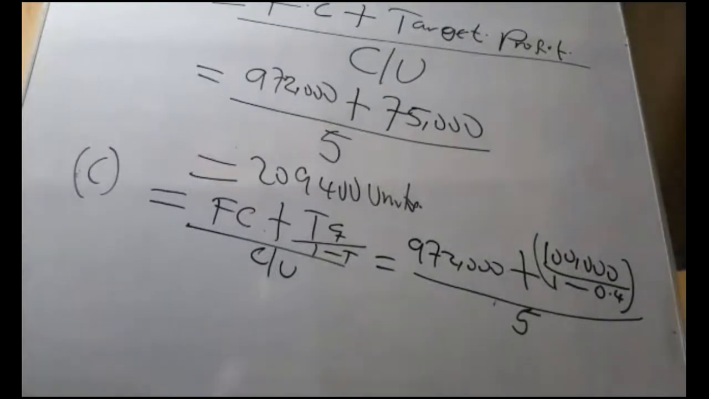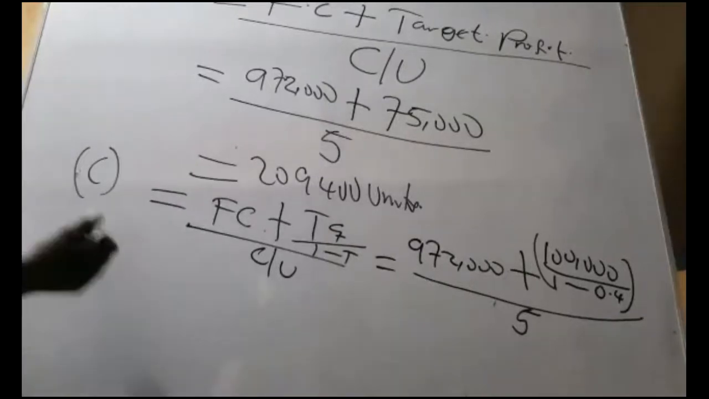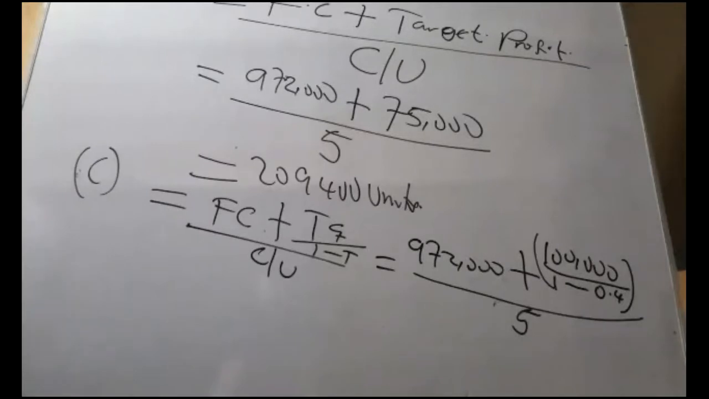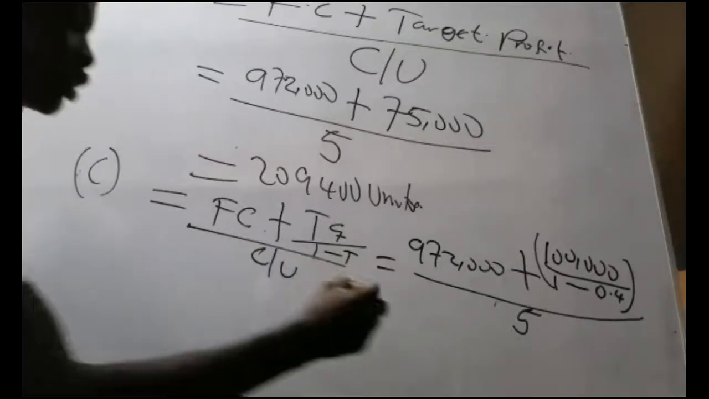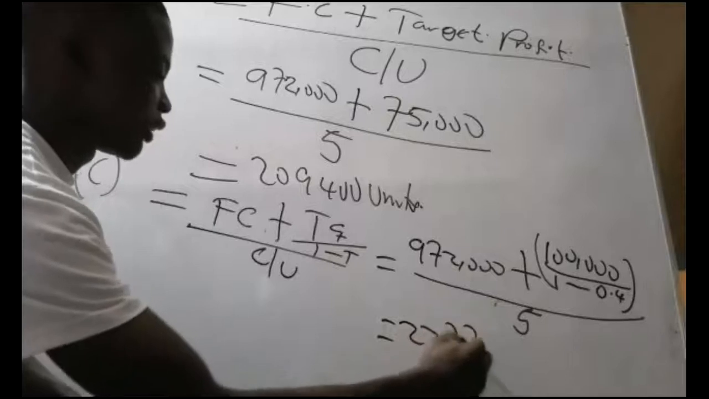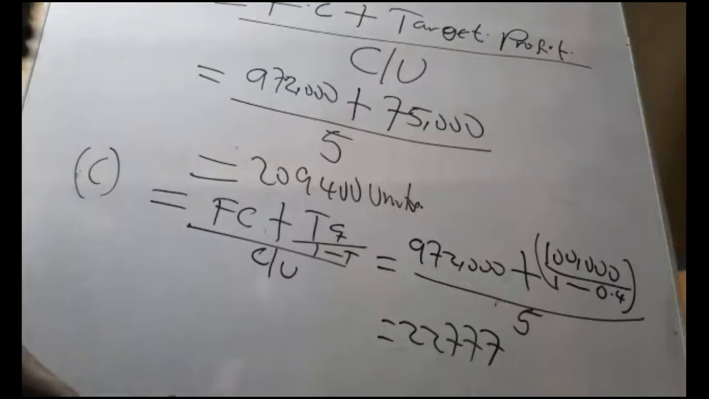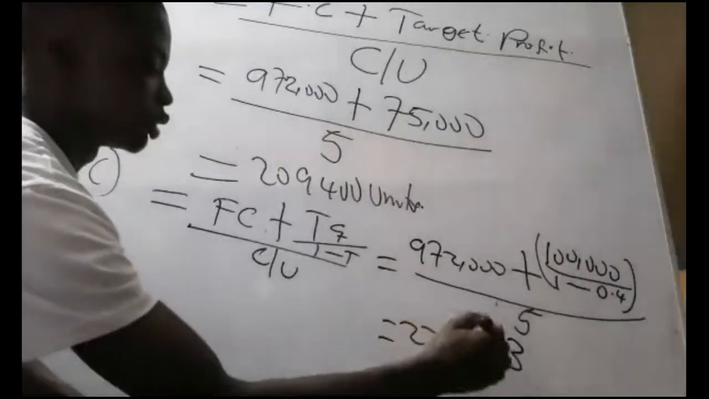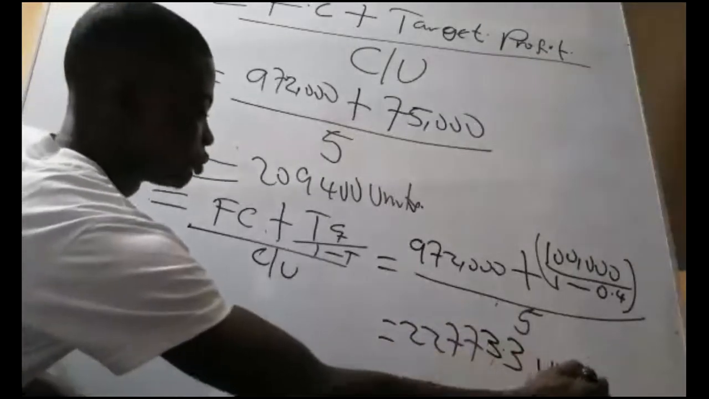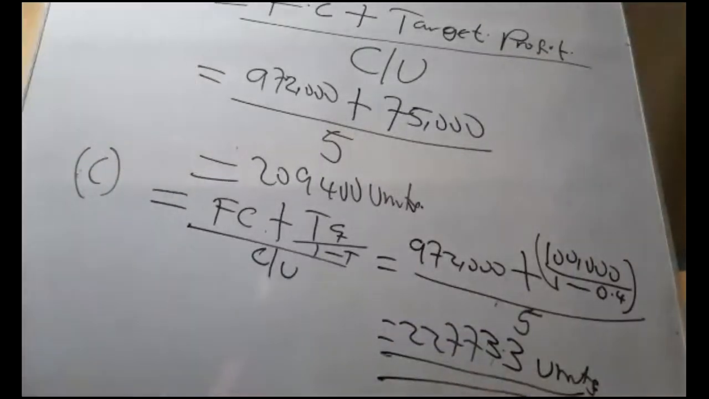Good. So all divided by this. If you don't want trouble too, you can find the before tax here. Then you are done. Please, what do you get? 227,773 units, right? Please, we are done. So that is it. Now take this one. This one is take home.